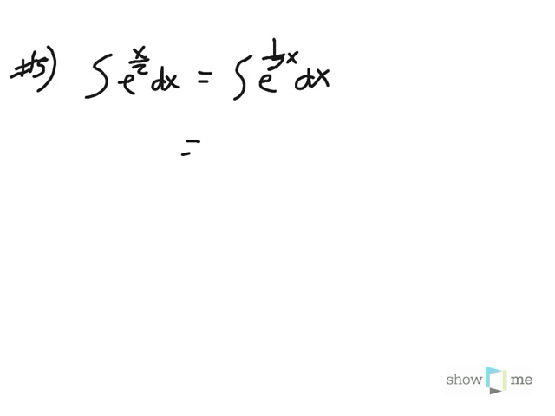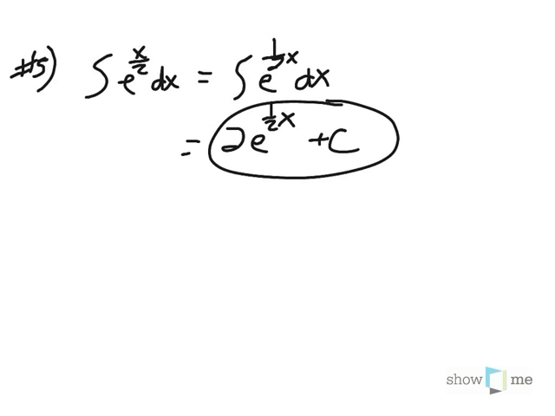So the rule here is you take the reciprocal of the coefficient of x. So our exponent here is 1/2 x. It's a linear function because it's x to the first. You take the reciprocal of the coefficient of 1/2. The reciprocal of that's 2. Leave the e to the 1/2 x the same. Then you add your arbitrary constant. That's it. It's real simple if you know the rule. If you don't know the rule, then it's not so simple.